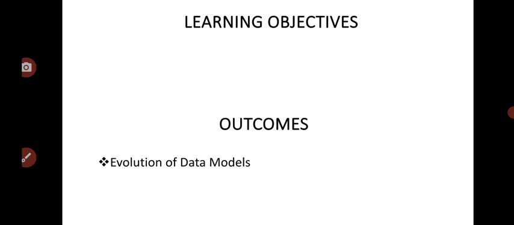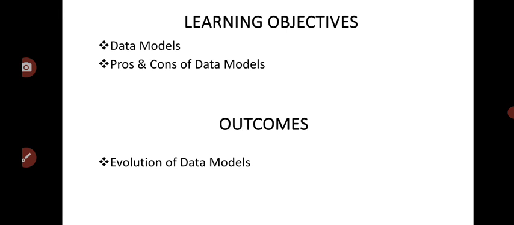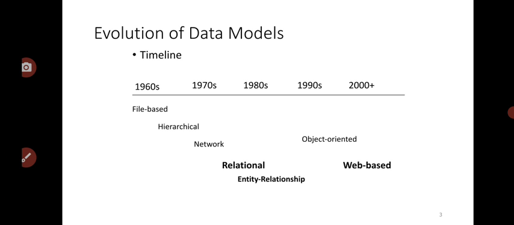Learning objectives. In the learning objectives we come across data models. We will learn about the different types of data models associated with the database management system, the pros and cons of the data models, and the outcomes of this session are evolution of data models, how the data models evolved over the period of time.